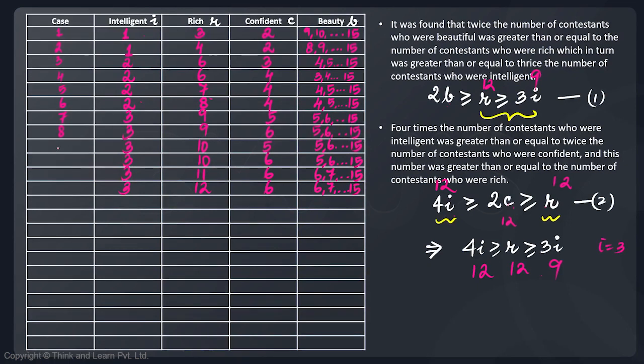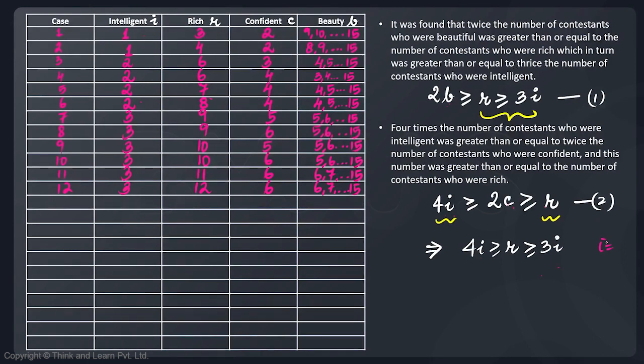So this is case number 8, 9, 10, 11, 12. We have found 12 cases right now. There are going to be more. Next, I is going to be 4. Let's see. So the maximum value of I we can have is 5, isn't it? Because we can't have more than 15.